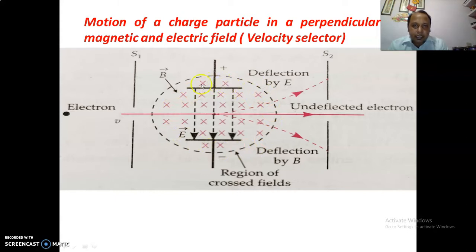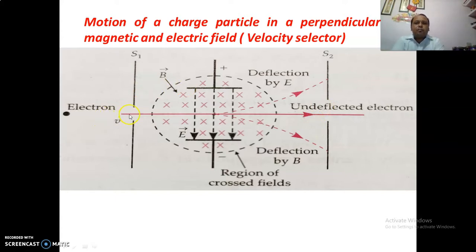Magnetic field is in the inward direction, which is given by the cross sign here. Whereas two plates are there, one positively charged and another negatively charged, and the electric field exists between the positively charged and the negatively charged plate, and you know the direction is always from the positive to the negative charge. Now these are the two slits, S1 and S2. Slit means the opening through which the charged particles can enter.